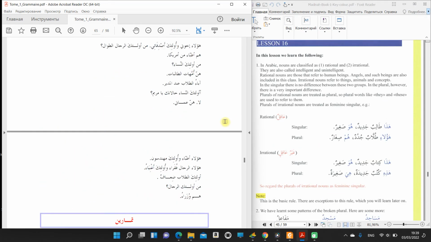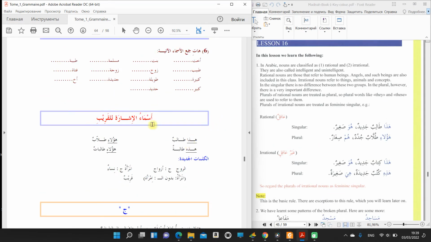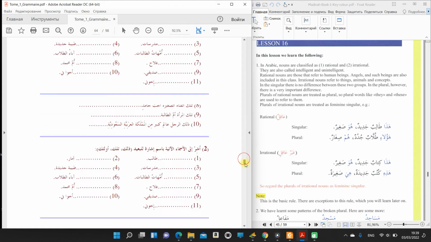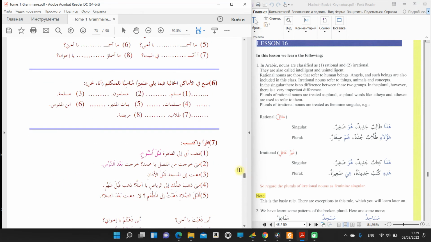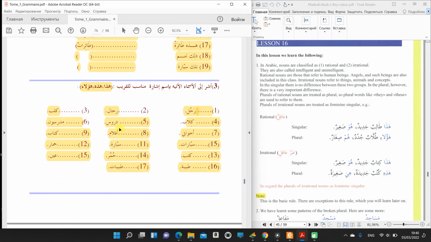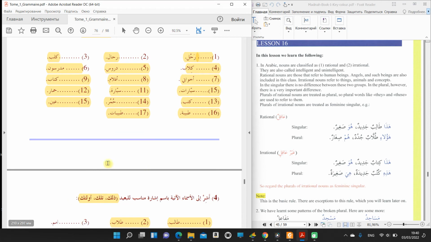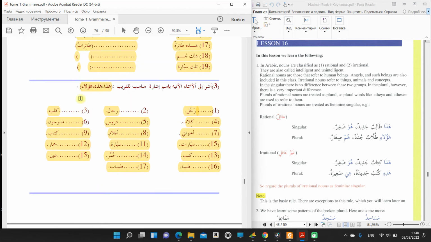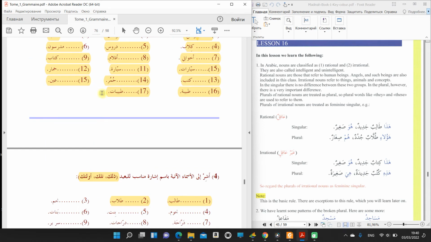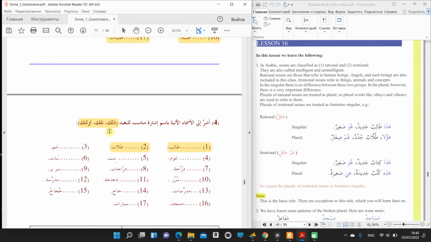But in the previous lesson, before, we had أسماء الإشارة للقريب. Nouns that point to something that is close. قريب, close. Yeah, that's what we learned. So there is only one difference between these pronouns, these and these. These ones are for something that is close to us, and these ones are for something that is far from us. That's the only difference.